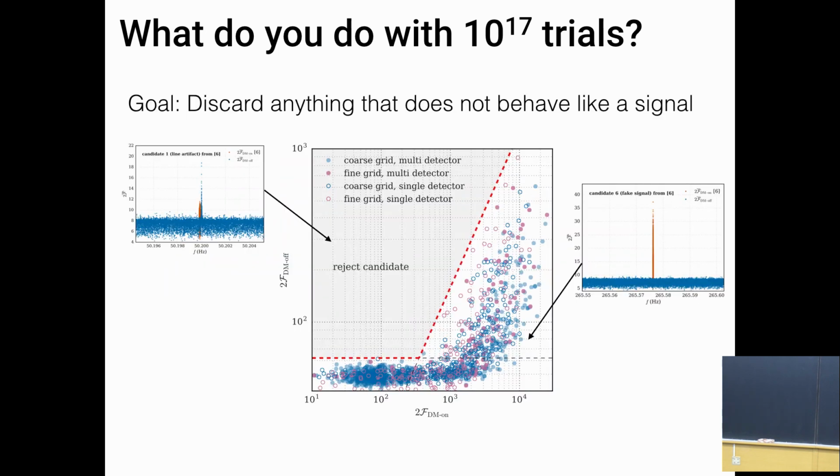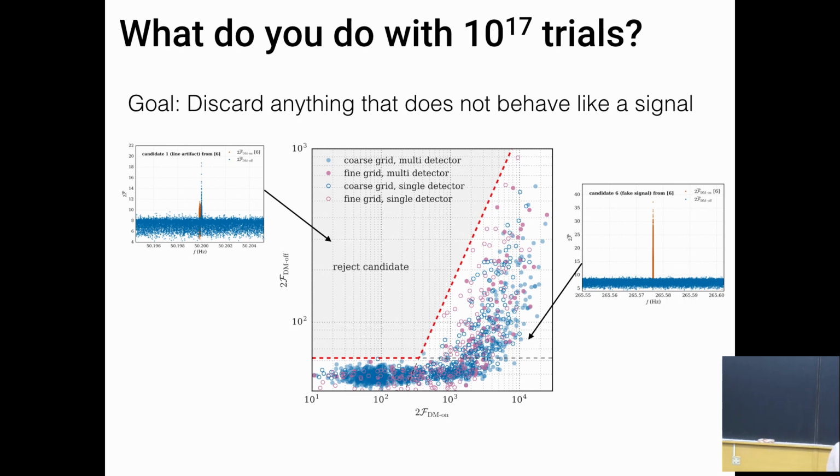And then the goal is to discard anything that doesn't behave like a signal. I guess don't worry about exactly the details of this plot here, but the goal is to discard anything that doesn't resemble a signal, right? Because we have a signal waveform. We don't have a waveform for detector disturbances because they could be anything. And so what we do is anything that doesn't look like a signal, we can throw away. We can safely throw away, at least a standard signal.